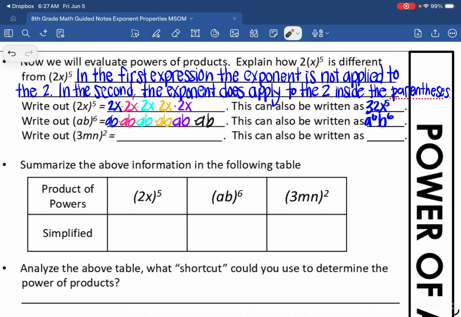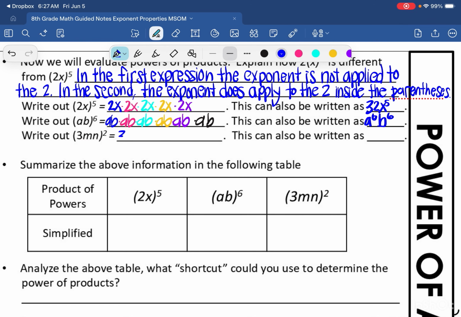Write out 3 times m times n squared. So I have 3mn times 3mn. This can also be written as, so I can multiply 3 times 3, which is 9. My m's combined would be m squared, and my n's combined would be n squared.